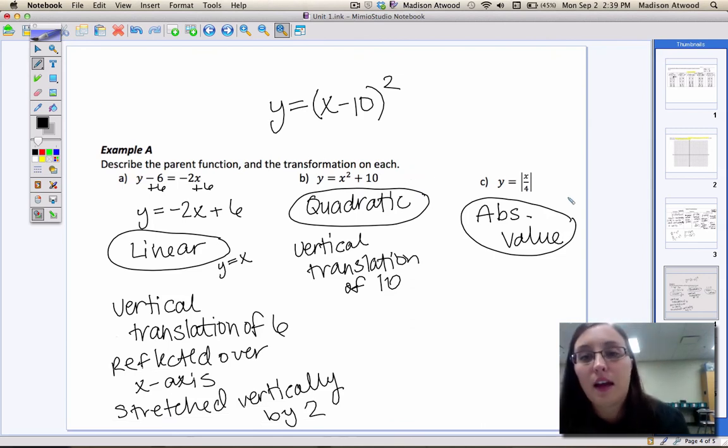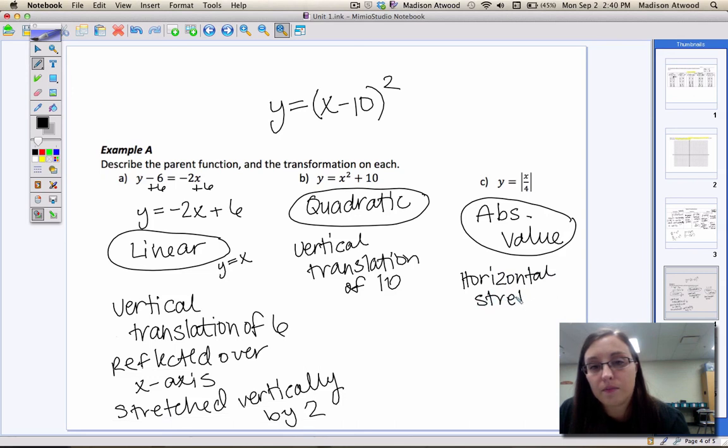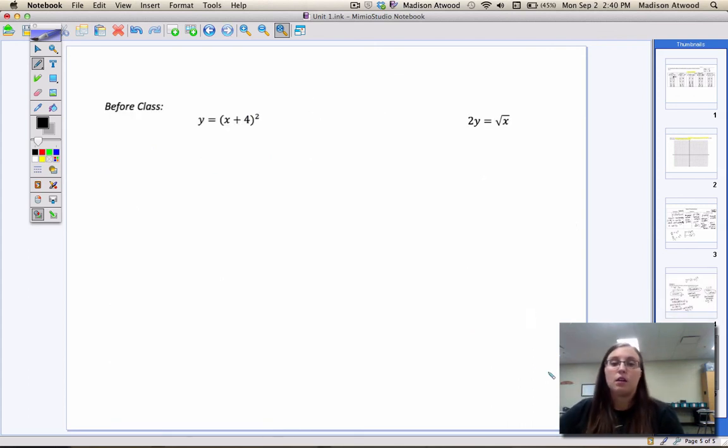Okay, and then the last one, we've got absolute value. We've just got it divided by 4 in there. And so what I've got here is a horizontal stretch by 4. Okay, so before you come to class, you've got 2 examples there. I want you to go ahead and do the same directions. I want you to identify the parent function, and then I want you to describe the transformation, making sure that you're using that mathematical vocabulary.